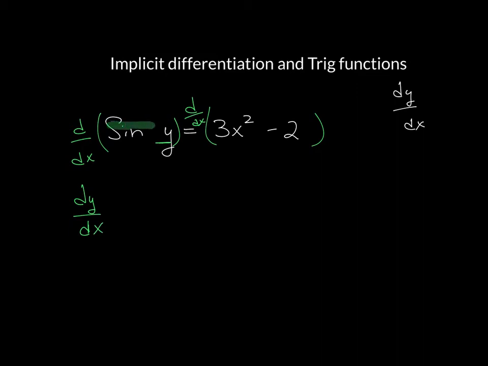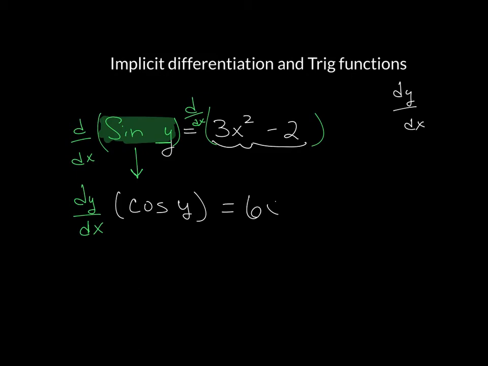Now, the next piece is, what is the derivative of the sine of y? Well, the derivative of the sine of y is just the cosine of y. On the other side, what do I have? The derivative of 3x squared minus 2 is just 6x, and that's the use of the power rule. Again, the derivative of 2 is just 0, so you don't need to write that down.